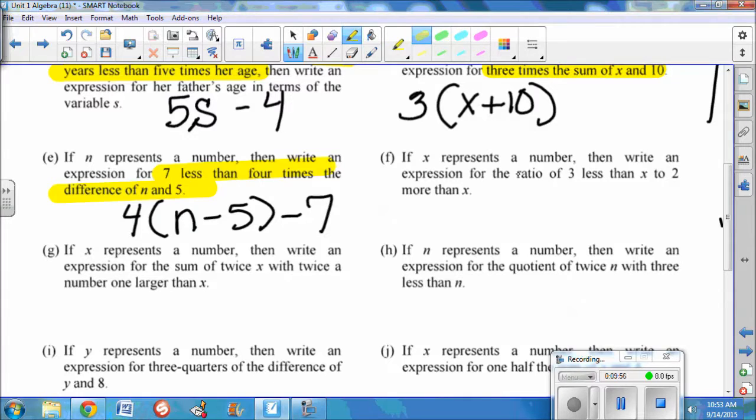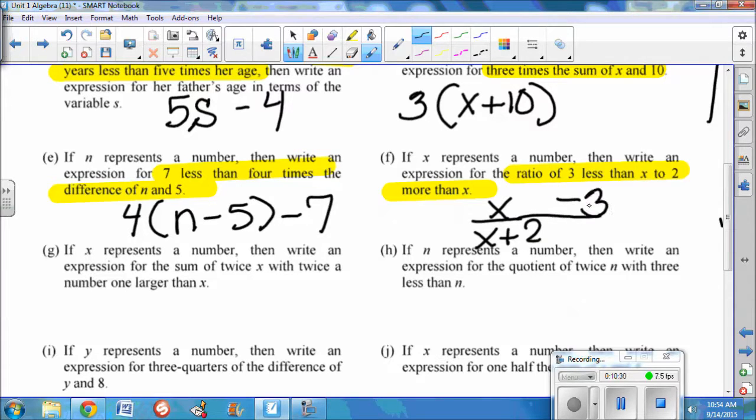Letter F, we're using x, then write an expression for the ratio of 3 less than x to 2 more than x. Okay. The ratio, so we've got division. 3 less than x to 2 more than x. X plus 2, that's the 2 more than. And that's all over x minus 3. Right?